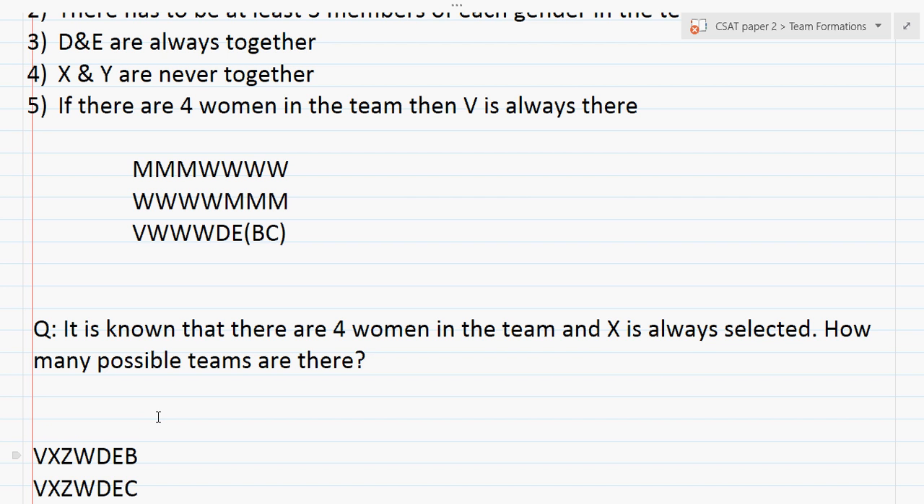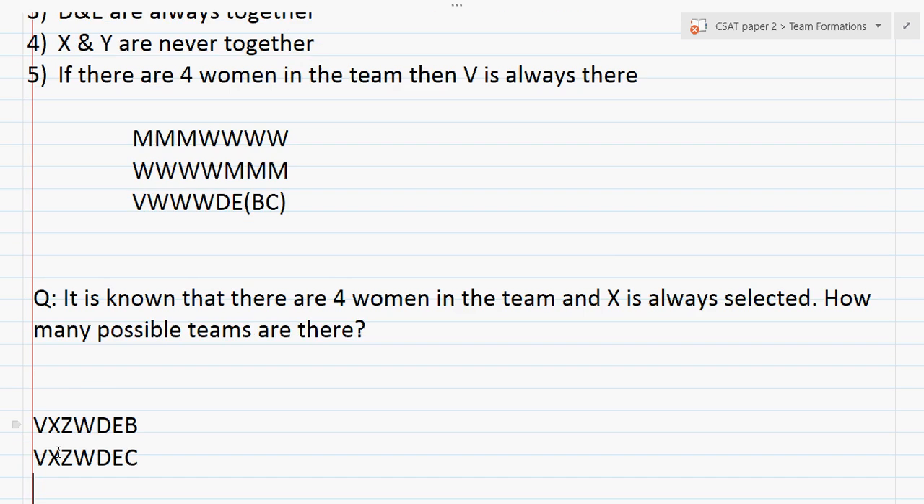So there can be a possibility of a Y in place of X as well. So two more possibilities would be there, right?